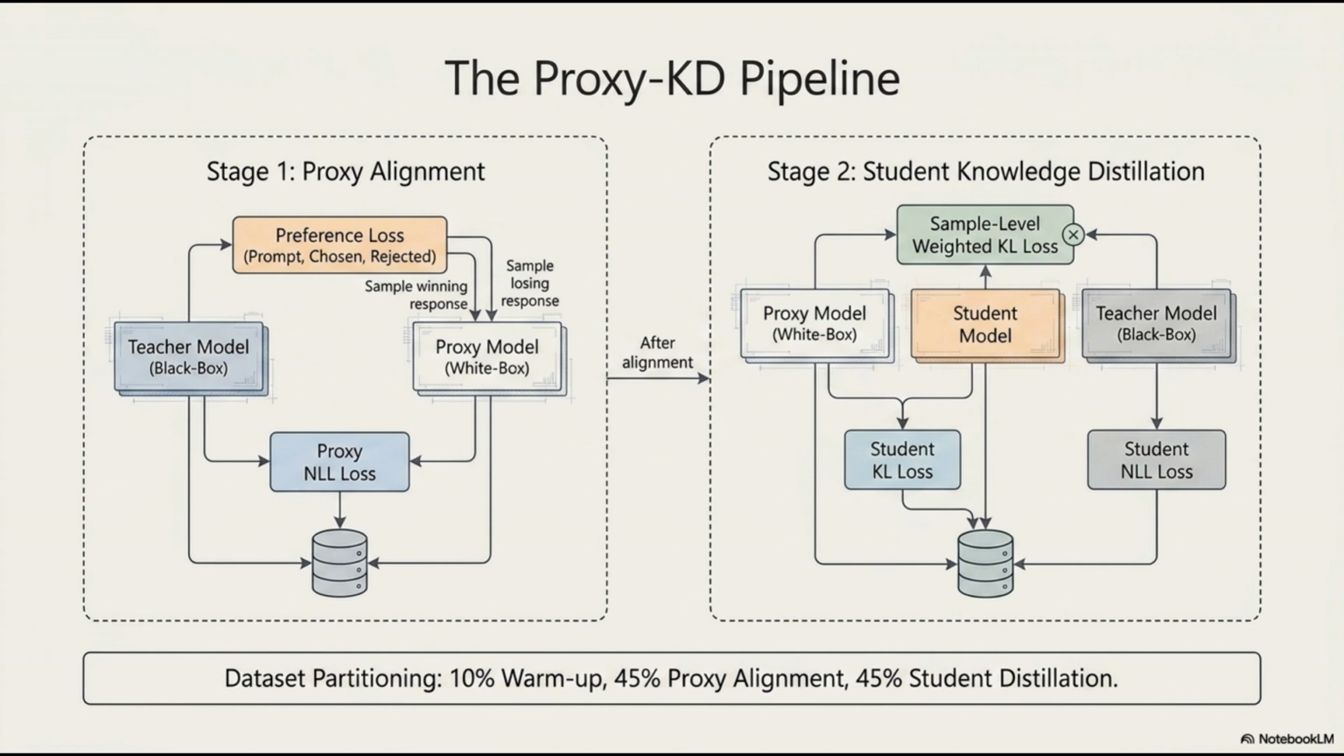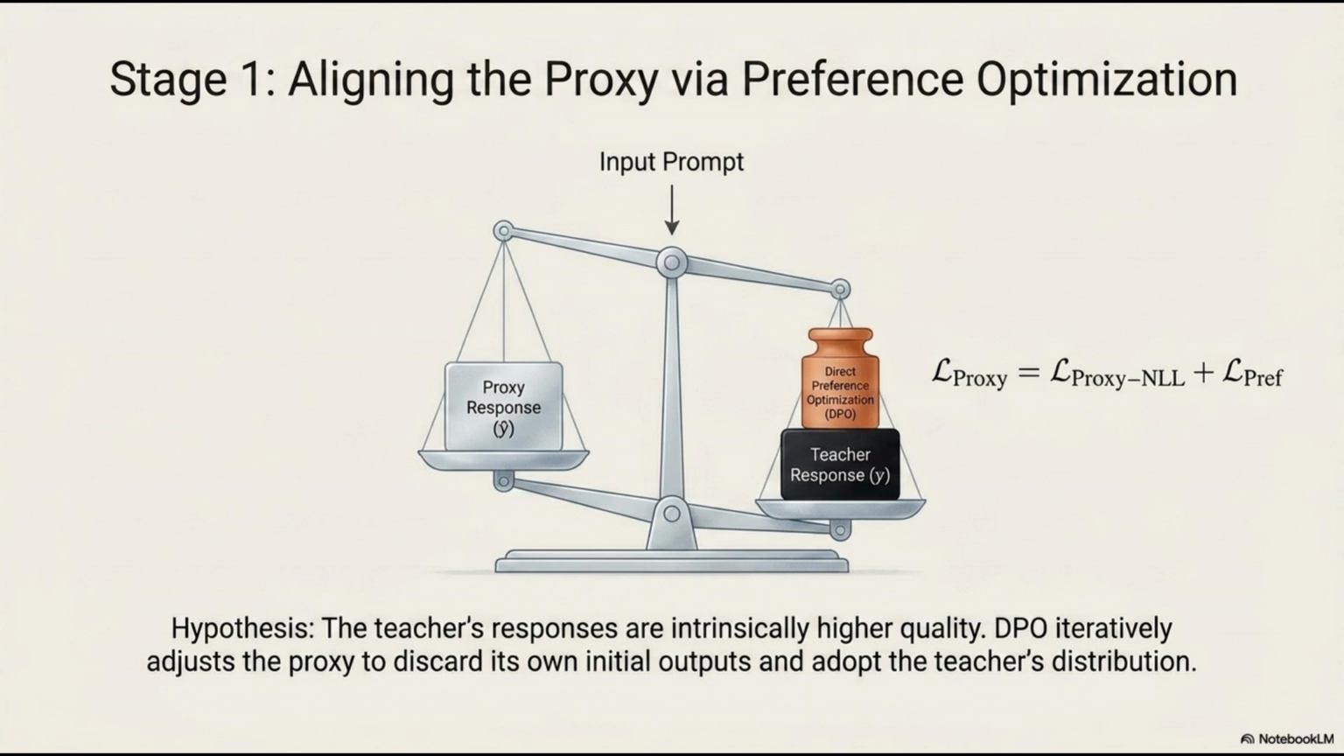So they take the first 10% of that data and use it to just warm up the proxy using basic supervised fine-tuning. It gets the proxy used to the general format of answering complex questions. Right. But then they take the next 45% of the data, nearly 500,000 sequences, and run it through a rigorous process called direct preference optimization, or DPO.